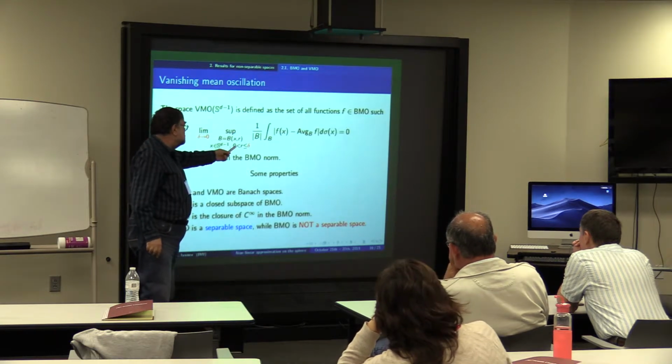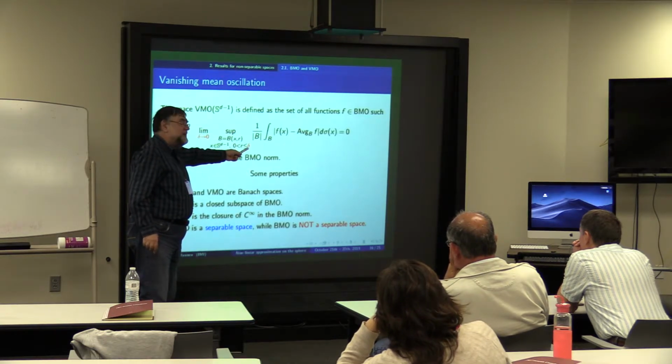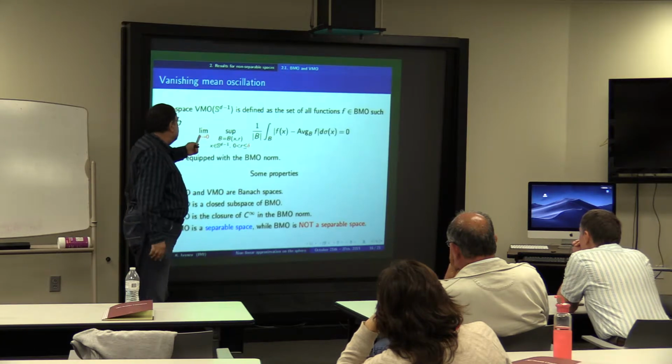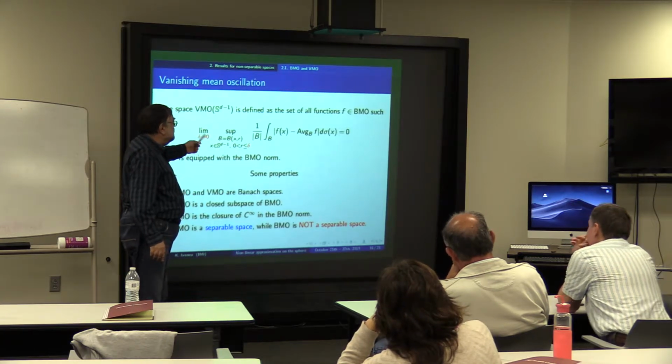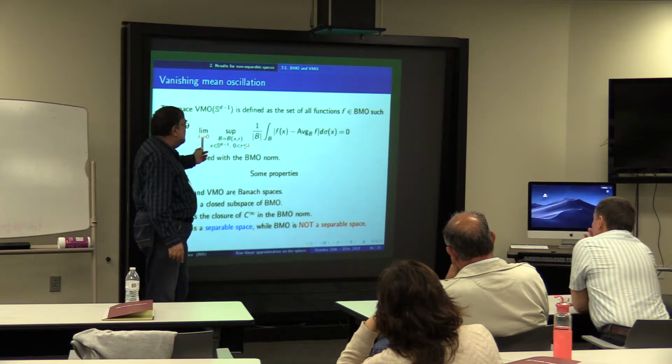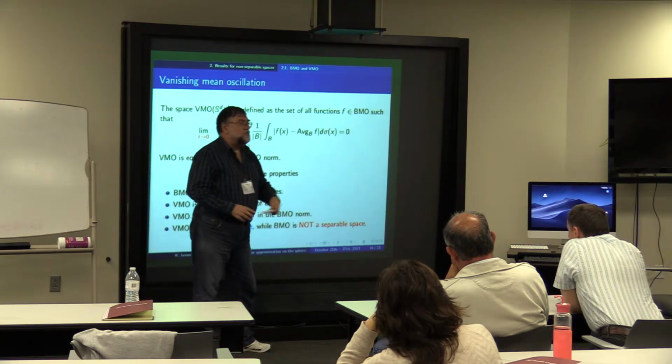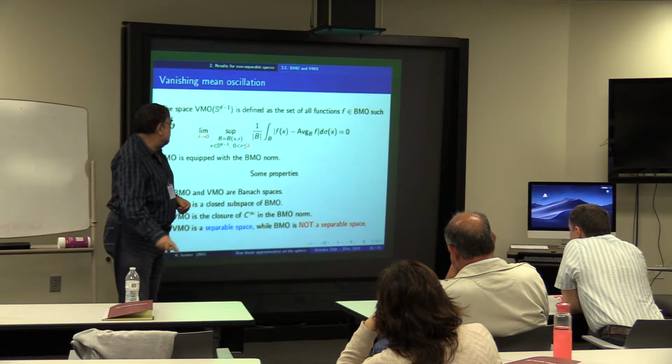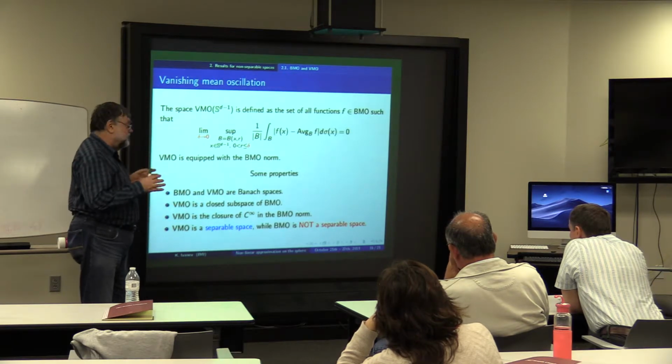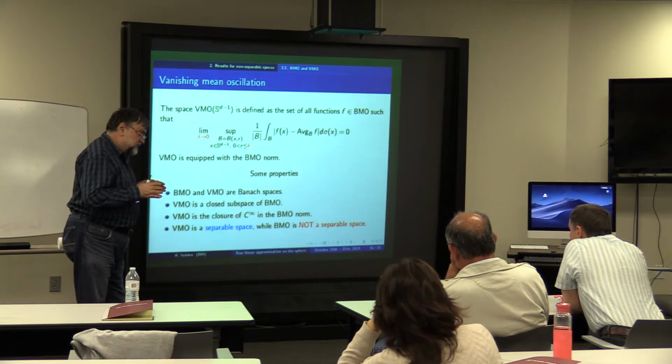We're not taking all balls, but balls with radius less than delta, and take the limit for delta going to 0. The other expression is the same, and we would like to have here 0. These are the functions of vanishing mean oscillation on the sphere.